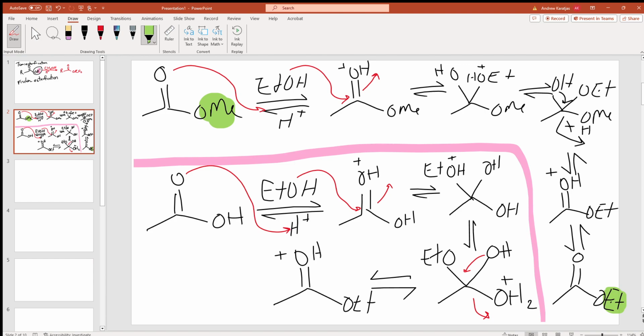Limitations on this reaction are pretty much the same as the Fischer esterification. We're using a strong acid here, often heating it as well. And so any functional groups that are sensitive to strongly acidic conditions, you're going to struggle being present with the Fischer esterification.